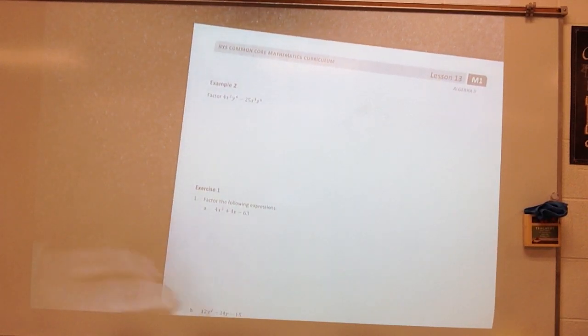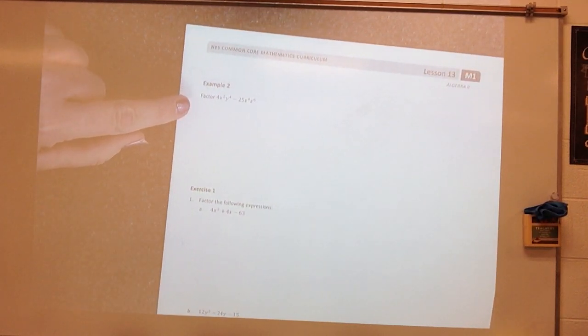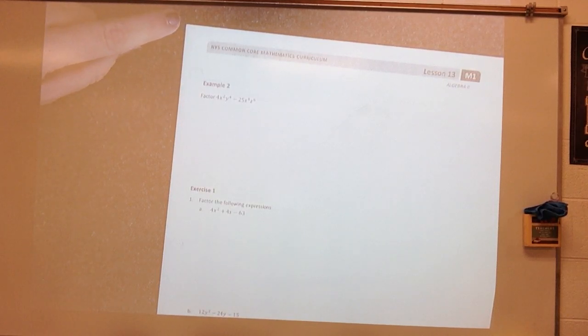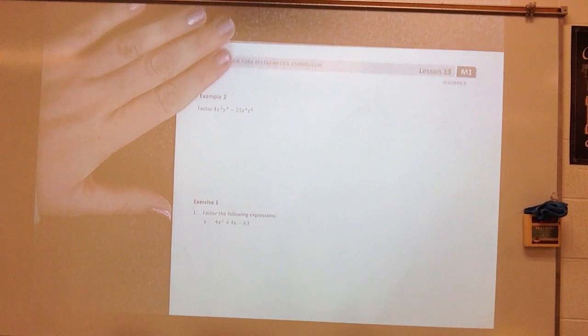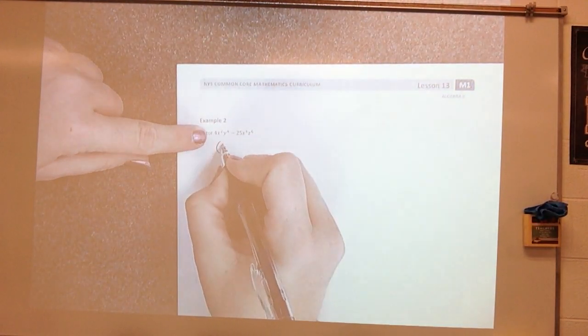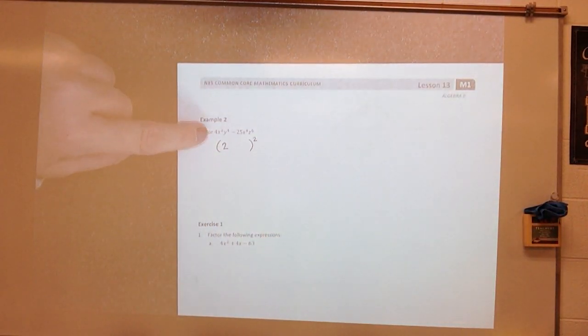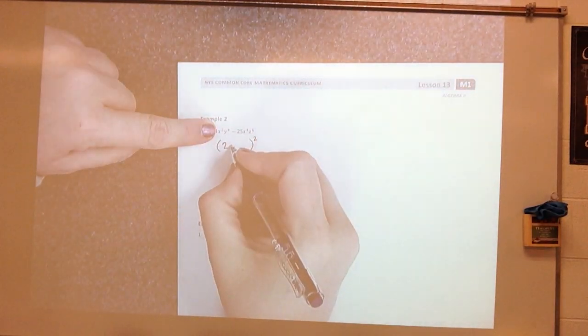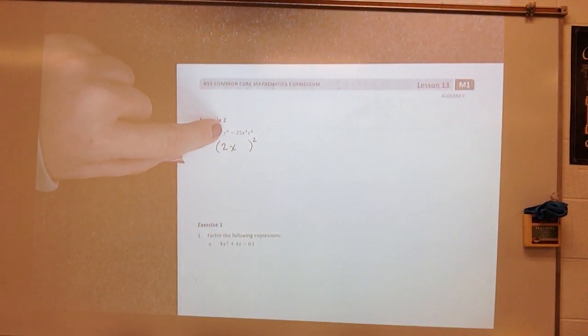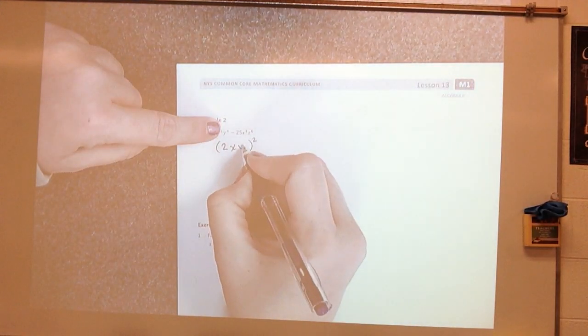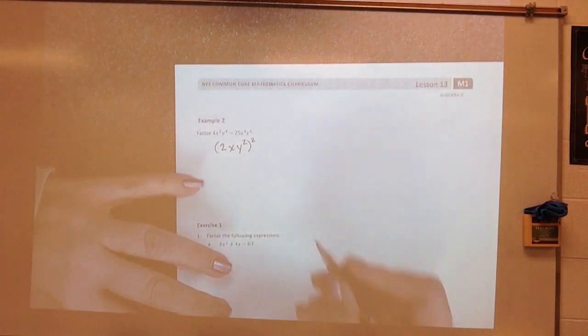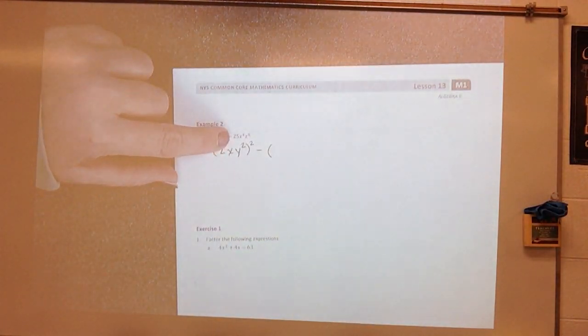Alright, so let's factor this one. Factor 4x squared y to the 4th minus 25x to the 4th z to the 6th. Okay, so this one may not quite be as simple, but let's look at it. Let's look at 4. 4 is a perfect square. That's 2. And remember, I'm squaring everything. So 2 squared. X squared is a perfect square, so that would be x. And y to the 4th is a perfect square because y squared times y squared would give me y to the 4th. Let's go ahead and look at our 25.